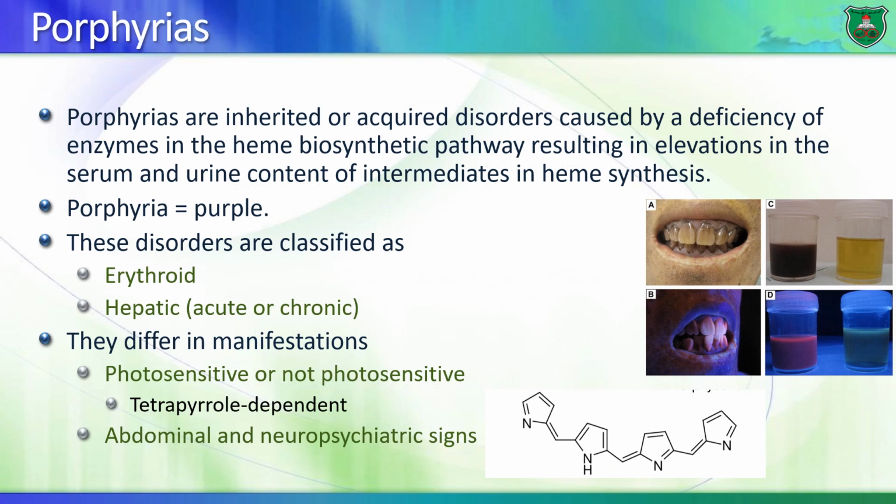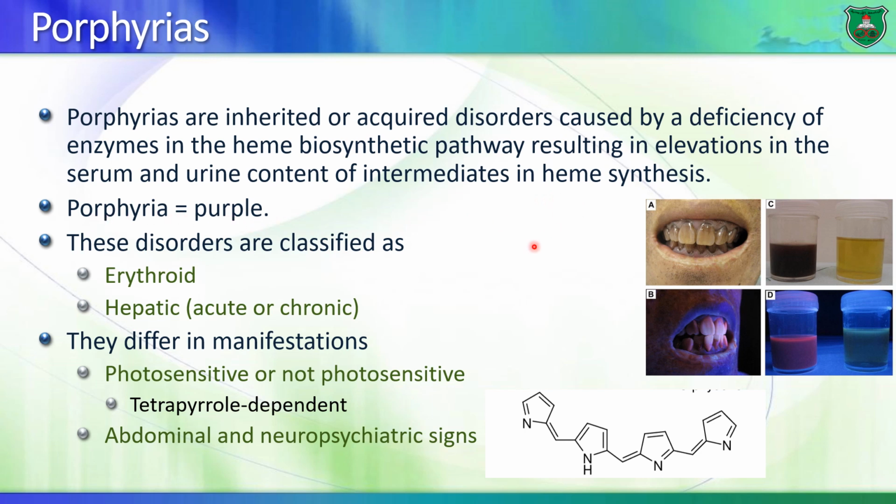Now, defects can occur in any one of these steps in the biosynthesis of heme. That results in the production of a group of disorders known as porphyrias. So porphyrias are basically inherited or acquired disorders caused by deficiency of enzymes responsible for heme biosynthesis. That results in an increase in the level of any one of these intermediates in blood. Now, porphyria, by the way, means purple.